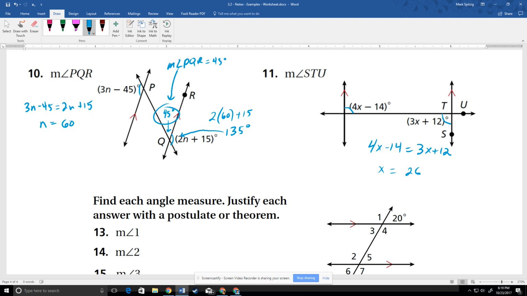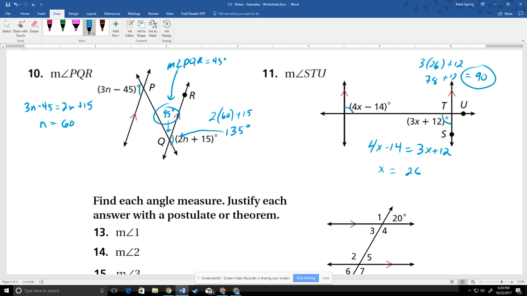And so, again, not quite done yet. We want to plug it in. Either one is fine. Let's go with this one. So we'll say 3 times 26 plus 12. Right? So we get 78 plus 12, right, is 90. So it does look like they happen to be right angles, but again, we wouldn't have known that.